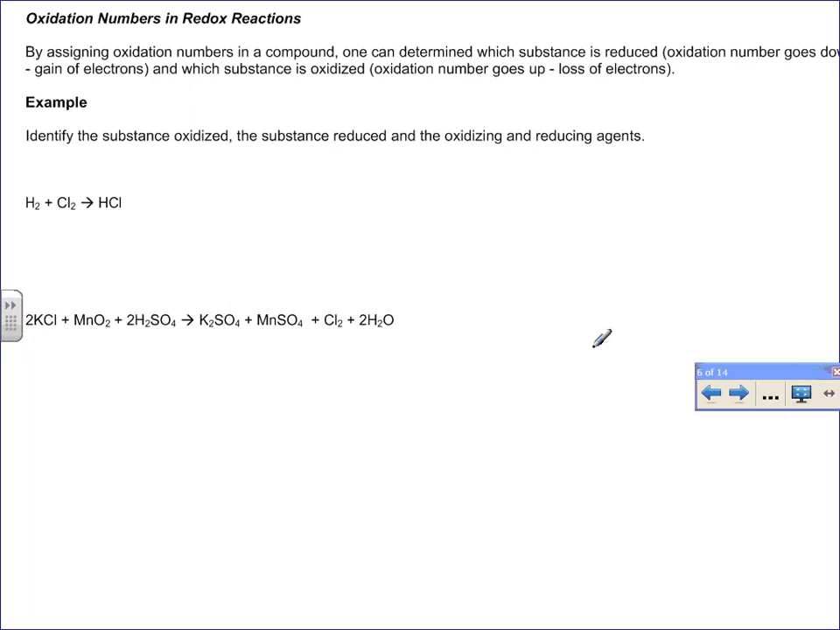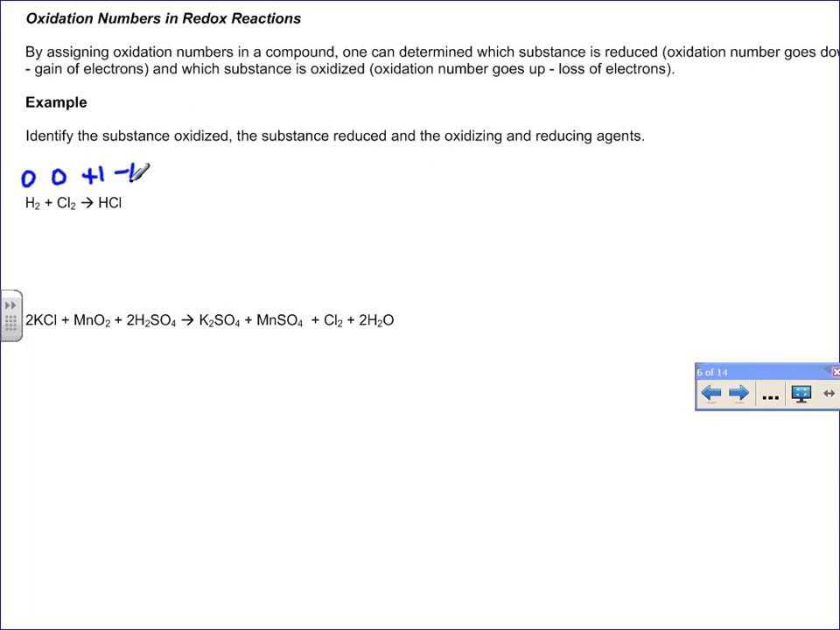Okay, so let's put this to use. We want to use oxidation numbers in order to decide what's happening in a particular chemical reaction. We're going to identify what's been oxidized, reduced, and what the oxidizing and reducing agents are by monitoring the oxidation states. So what we'll do is start by identifying what the oxidation states are of the elements in the chemical reaction. So in this case, the elements hydrogen and chlorine have 0.